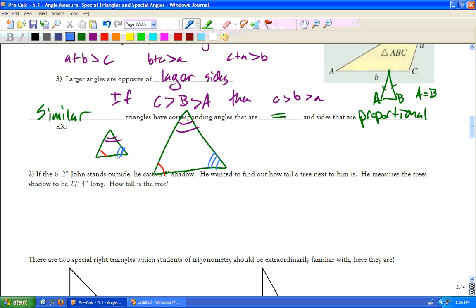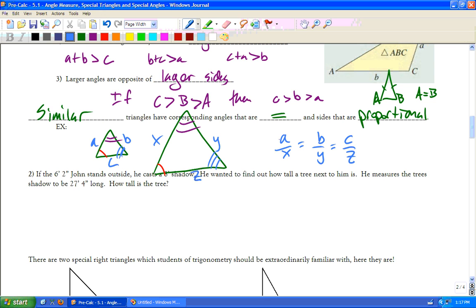In other words, if this is a, b, and c, and this were x, y, z, the proportions of a over x would equal b over y, which would equal c over z. That's what it means to be similar triangles.